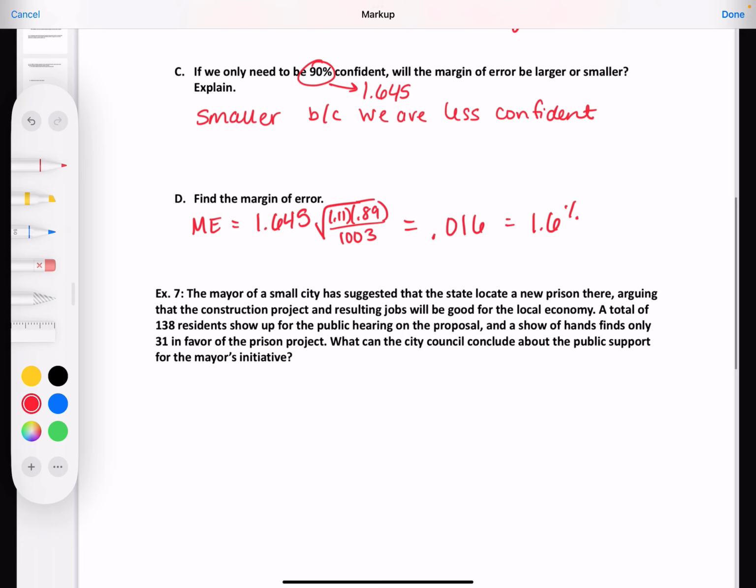All right, so next one. The mayor of a small city has suggested that the state locate a new prison there, arguing that the construction project and resulting jobs will be good for the local economy. A total of 138 residents show up for the public hearing on the proposal, and a show of hands finds only 31 in favor of the prison project. What can the city council conclude about the public support for the mayor's initiative?